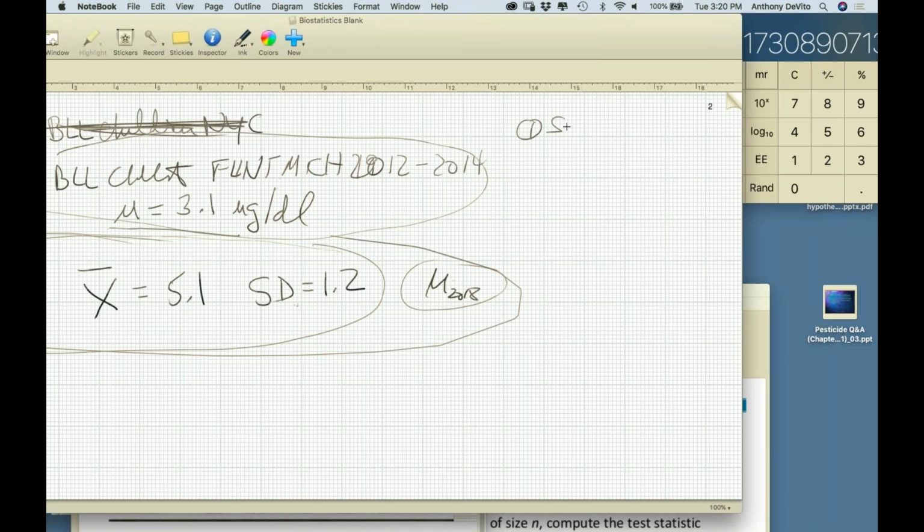Go through the 5 steps here. Number 1, state your hypotheses. Number 2, state your level of significance. In other words, what level of error are you willing to accept? And number 3, do your t-test, single sample t-test. So I'm going to give you a few minutes to do that.